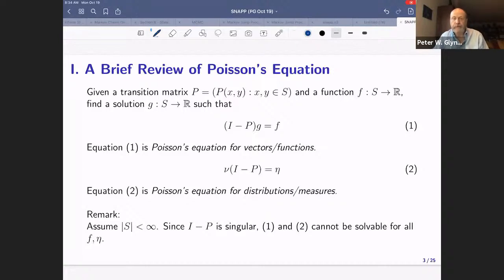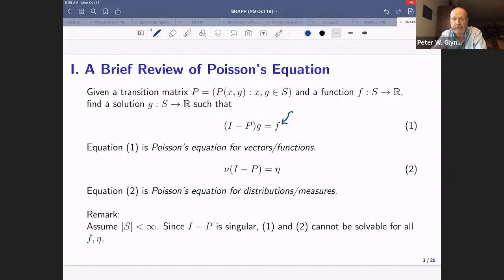And there are 2 different versions of Poisson's equation that are in some sense dual to one another. One is the function version of Poisson's equation, in which the right-hand side of Poisson's equation is a function, which I'm indicating here as f. So the equation involves a coefficient system I minus P hitting the function g, g being the unknown solution to Poisson's equation. That product has to be equal to the right-hand side f. So we're given an f, we want to compute a g from this linear system.